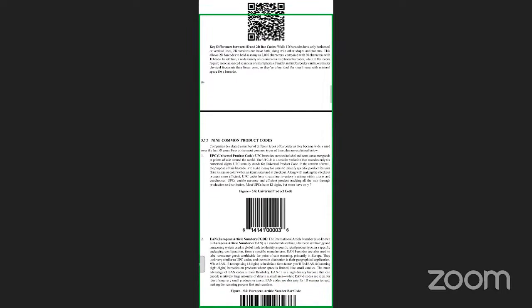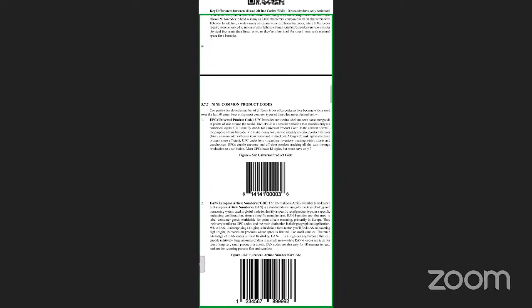And under common product codes, companies have developed a number of different types of barcodes, because as they became widely used over the last 50 years, a few of the most common types of barcodes are explained here. You can just look here. The first one is UPC, that is Universal Product Code, and it is used to label and scan consumer goods at the point of sale. It is used all over the world. And UPC-E is a smaller variation that encodes only 6 numerical digits.